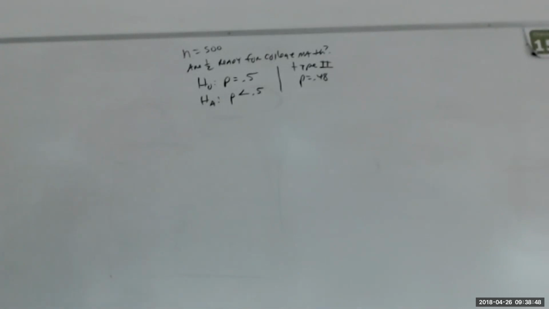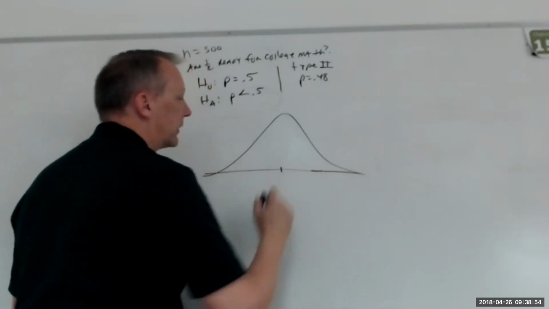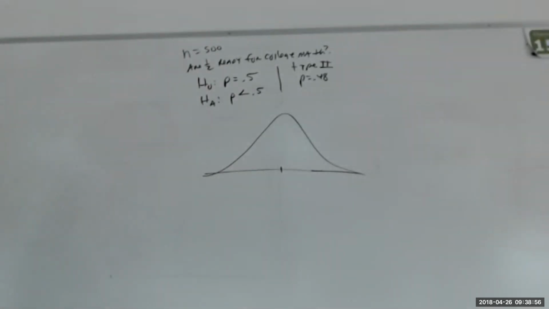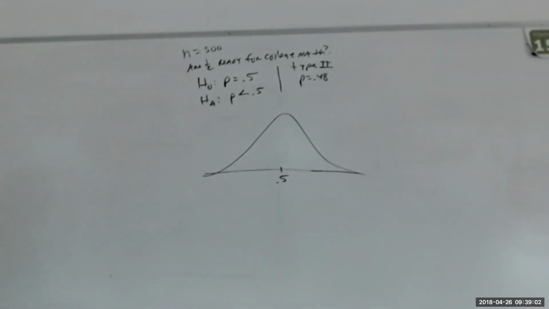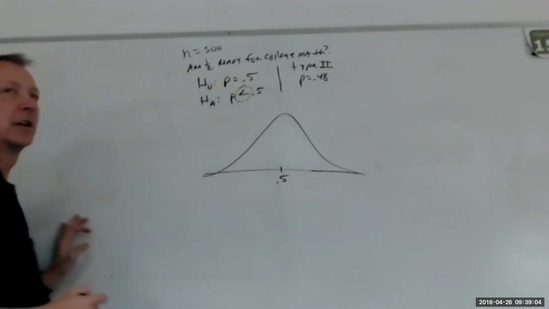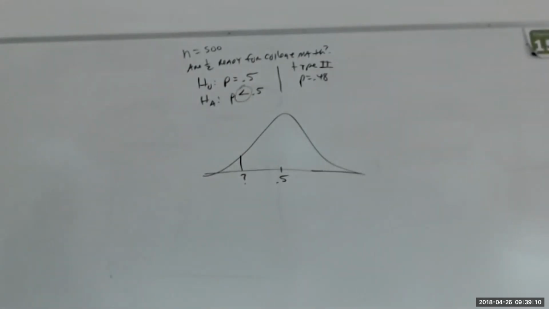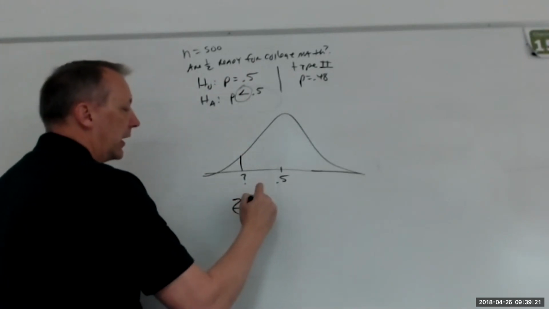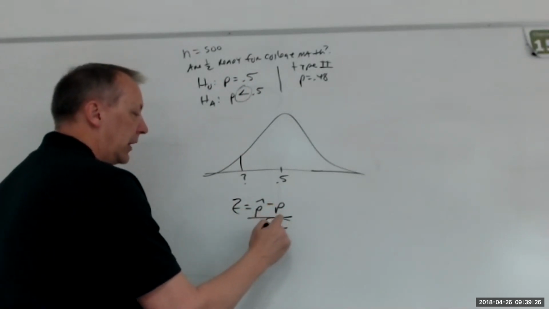Draw a picture. Okay, so we're drawing a picture. What's the mean of my picture? 0.5. Now, what kind of a test is it? The left-tailed test. So I need to figure out what that critical value is, right? How do I find that? Z equals P hat minus P over the square root of PQ divided by N.